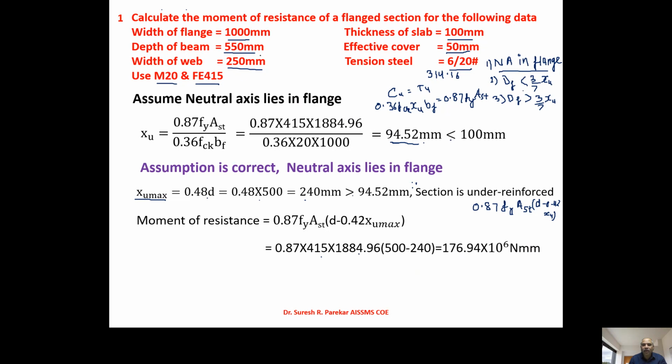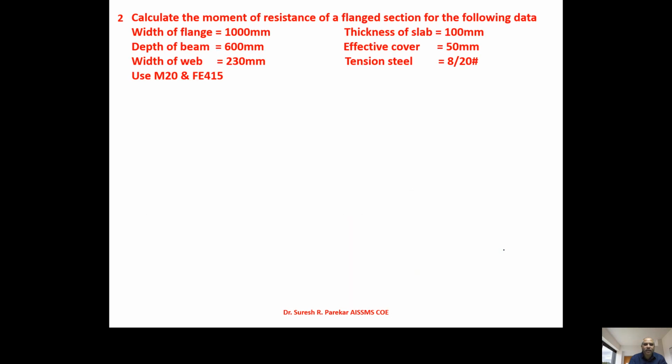So we have given depth of beam 550, effective cover we have 50. So small d becomes 550 minus 50, and that comes to 500 millimeters. And from this we will get moment of resistance 176.94 kilonewton meters. So this is the first problem. Now we will switch over to the second problem.